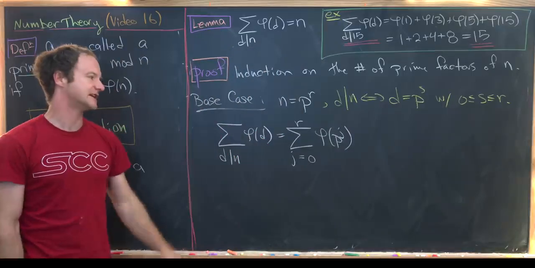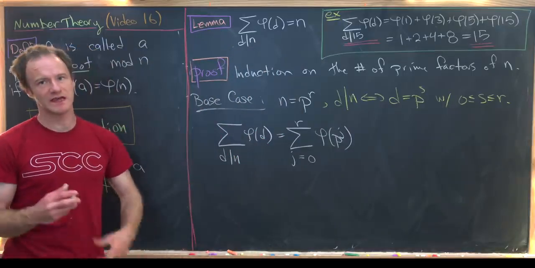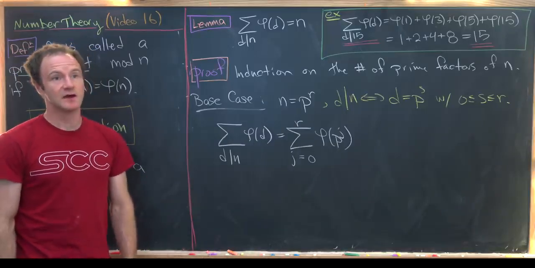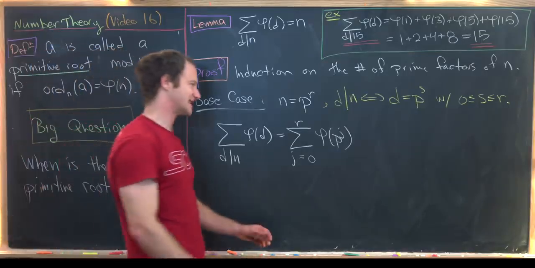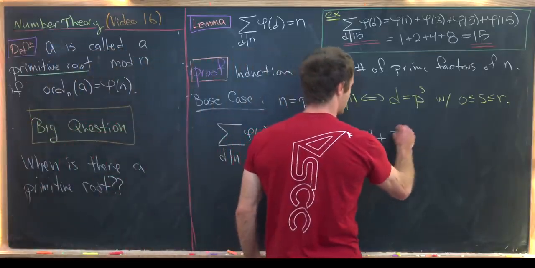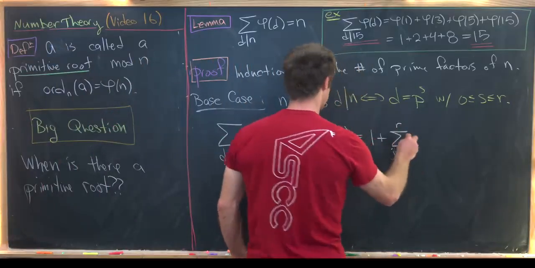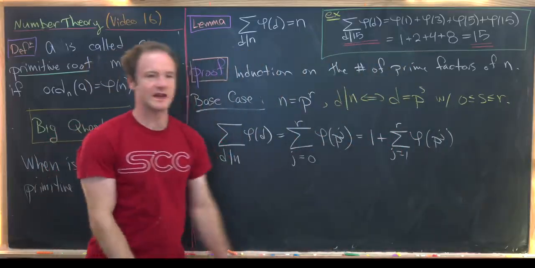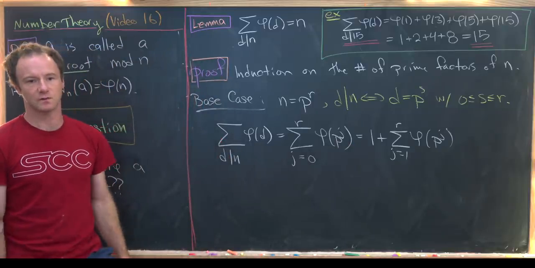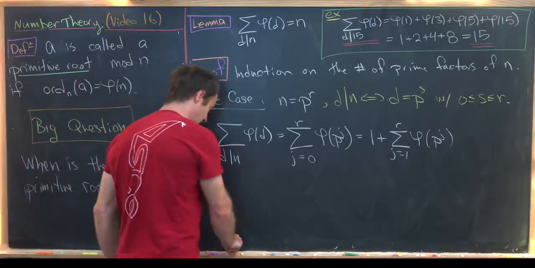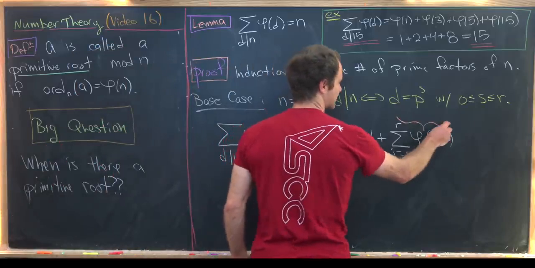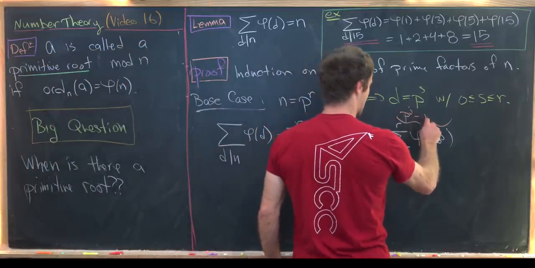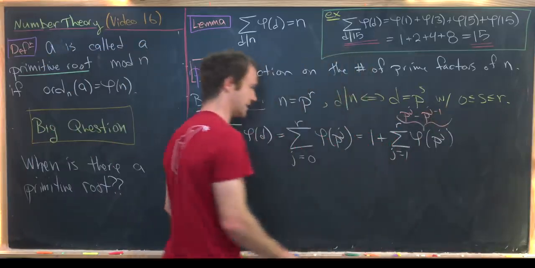And now something a little funny is happening at the j equals 0 term. We can't use the standard formula for the Euler phi function evaluated at a power of a prime there. So we're going to take that out. So we've got 1 plus our sum as j goes from 1 up to r of phi of p to the j. Really, this 1 is phi of 1, but phi of 1 is 1. But now we can use our formula for the Euler phi function evaluated at a power of a prime and see that this is equal to p to the j minus p to the j minus 1.